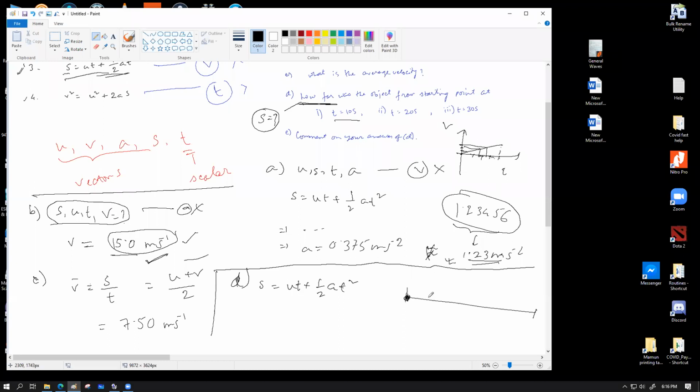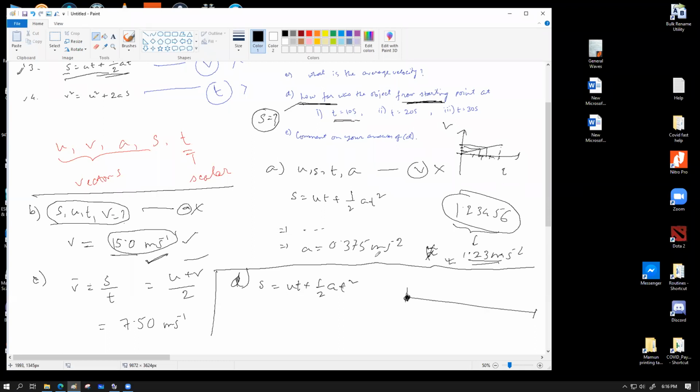So after 10 seconds, let's say it's going to be at some distance. After 20 seconds, it's going to be at some distance. After 30 seconds, it's going to be at some distance. So we're going to simply consider the duration of time from the beginning. How far was the object from the starting point at t equals 0? The question is asking how far the object was from the starting point. So which is our initial point? t equals 0.